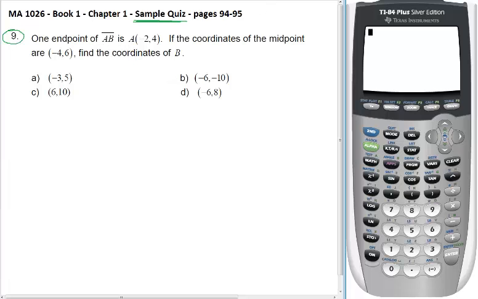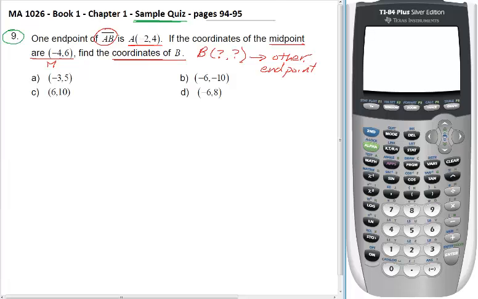So we're given an endpoint of a segment AB. One endpoint is (-2, 4). Then we're given the coordinates of the midpoint. The midpoint is (-4, 6). I'm going to call that letter M, for midpoint. What we're asked to find is the coordinates of B. Now B is the other endpoint. We don't know the coordinates x and y, so that's what we're trying to find. Alright, let's think through it logically now.